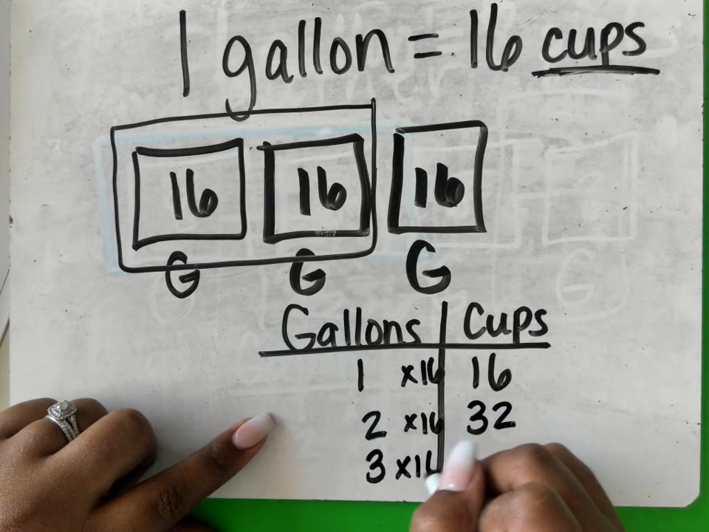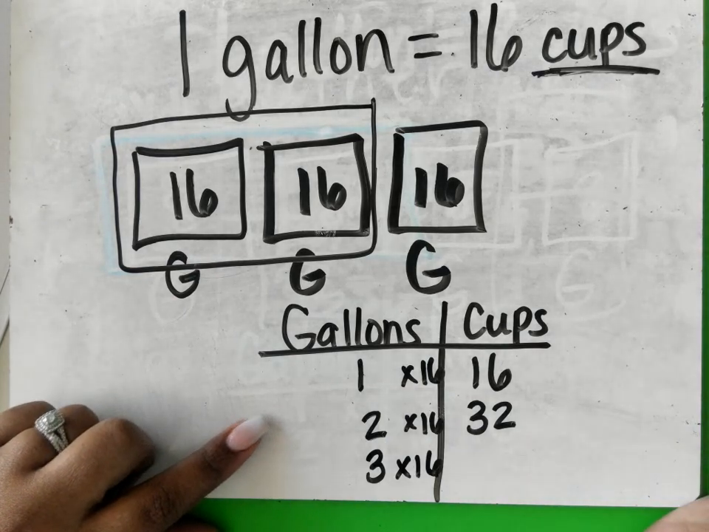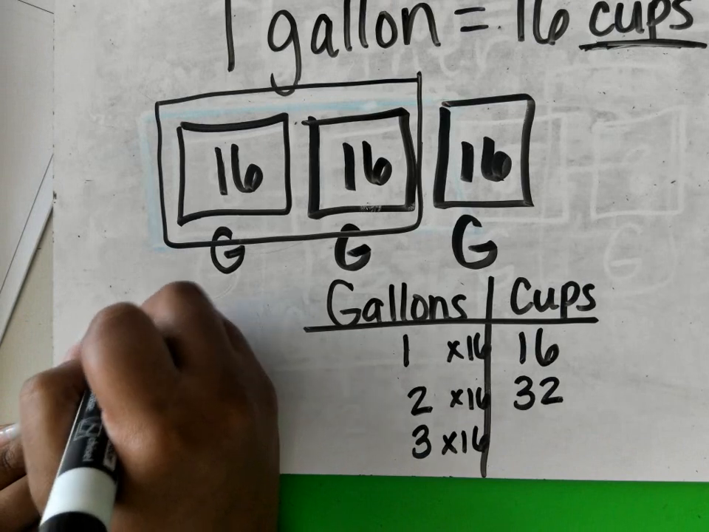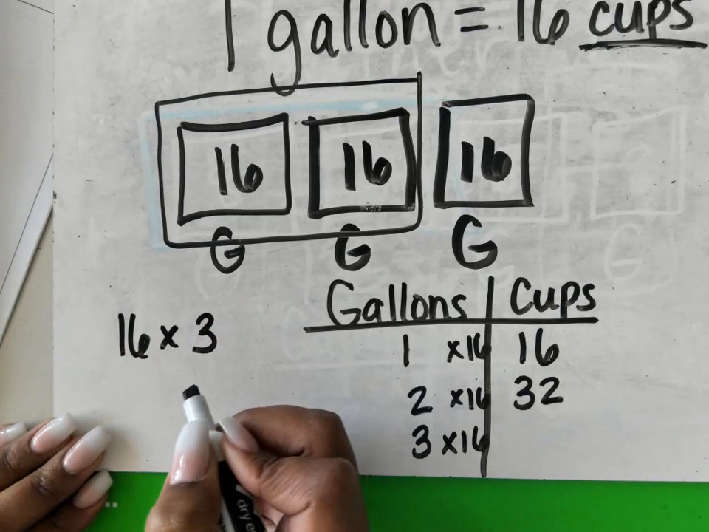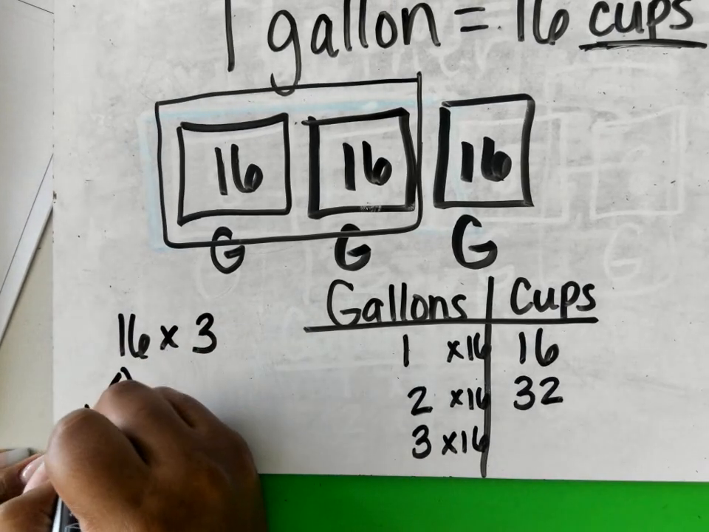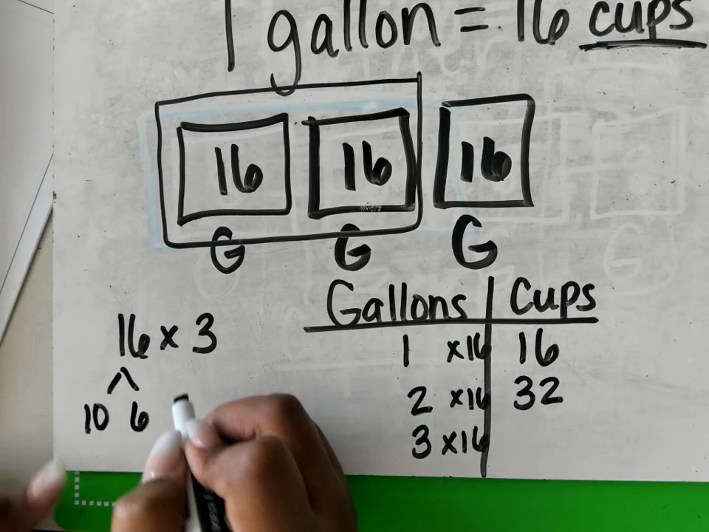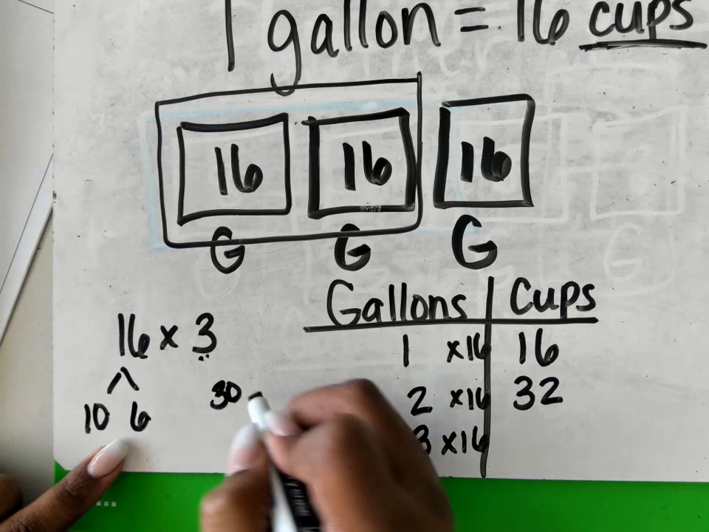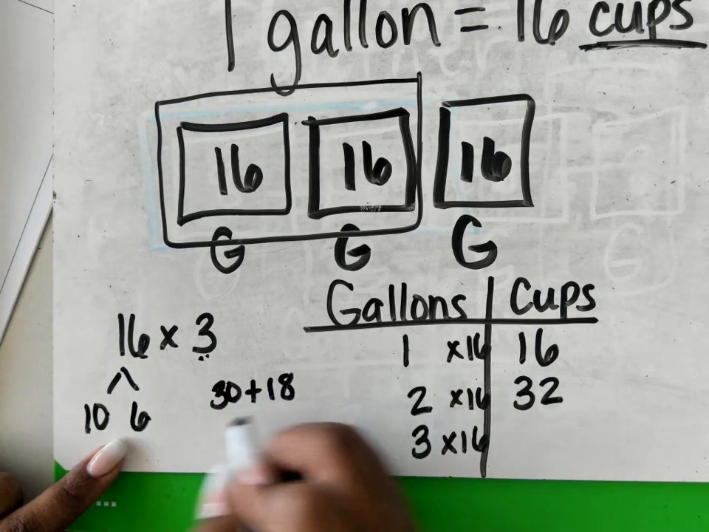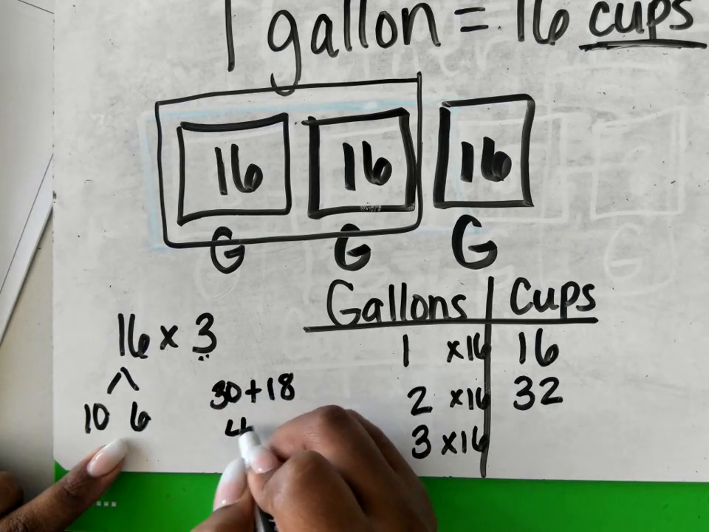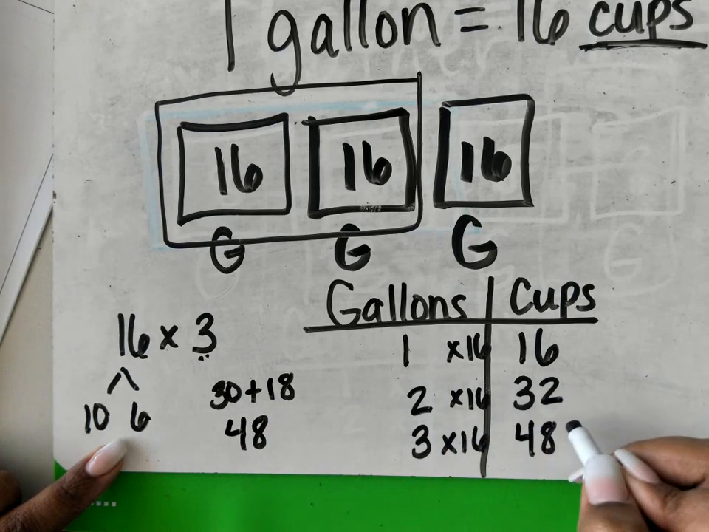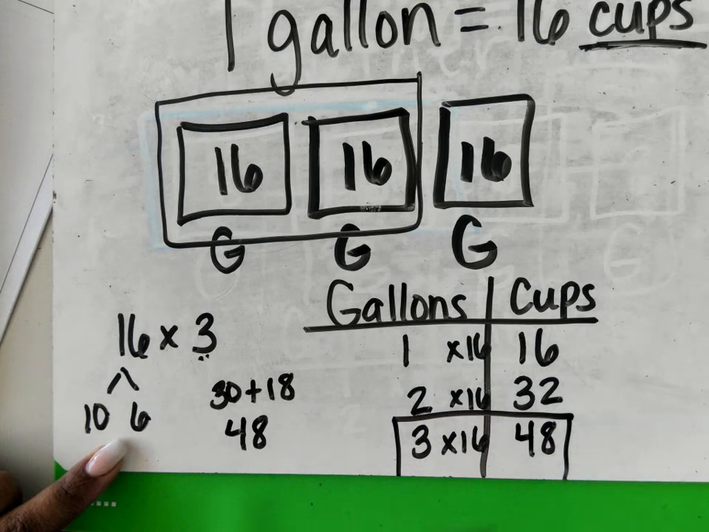3 times 16, if you don't know that off the top of your head, then that's where you go and work it out. So 16 times 3, this is a 2-digit, so I can break it apart using my distributive property. I know that 3 times 10 equals 30. 3 times 6 equals 18. 30 plus 18 equals 48. So therefore 3 times 16 equals 48. So 3 gallons is the same as 48 cups.